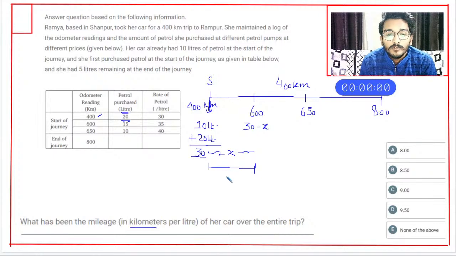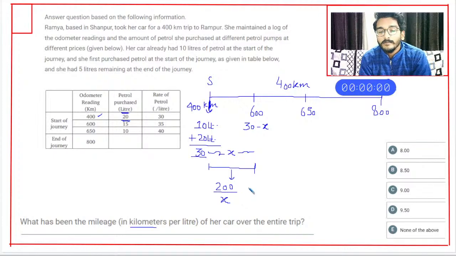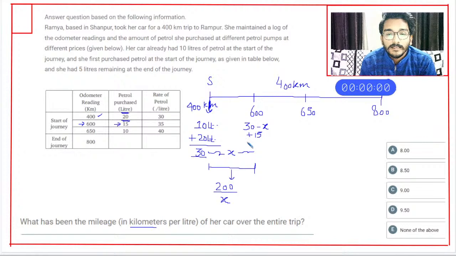Right? So what is the mileage for this particular part, for the first trip? So this is 200 kilometer traveled by her, divided by the total consumption, total consumption is of how many liters? X liters. So this is the mileage for the first checkpoint. After that, she has filled 15 liters. When the reading is 600, she has filled 15 liters. So the total capacity is now 45 minus X.